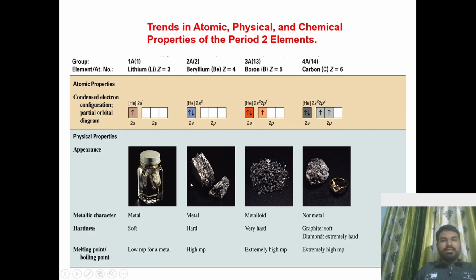This is the appearance in nature. Now these are the metallic characters. It is metal, metal, metalloid, and finally carbon is non-metal. Now hardness. Lithium is soft, beryllium is hard, boron is very hard, and carbon has allotropes: graphite is soft, diamond is extremely hard. As for melting point, lithium has a low melting point for a metal, then beryllium has a high melting point, boron has extremely high, and carbon has extremely high melting point.